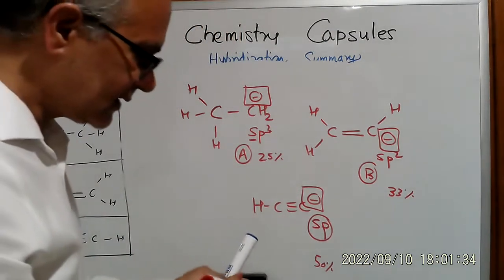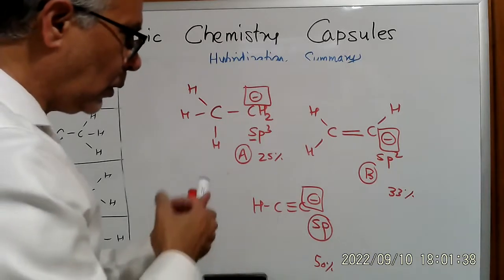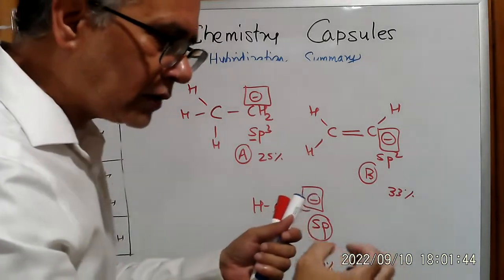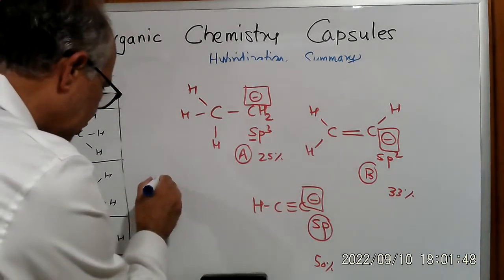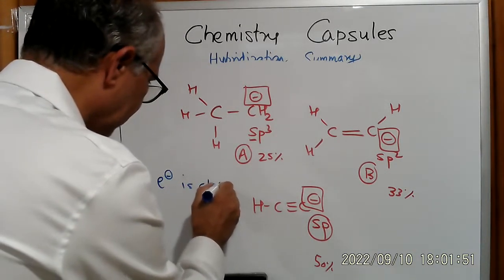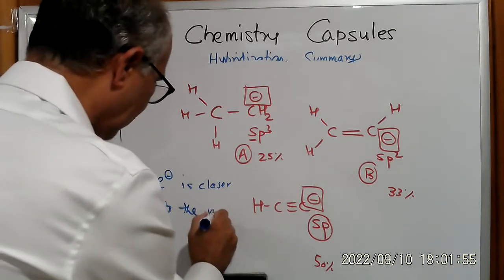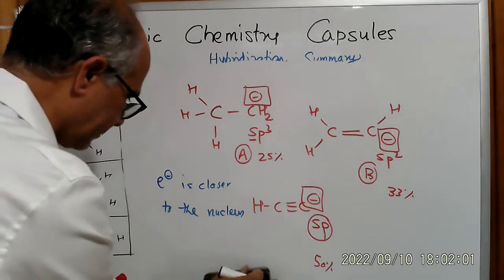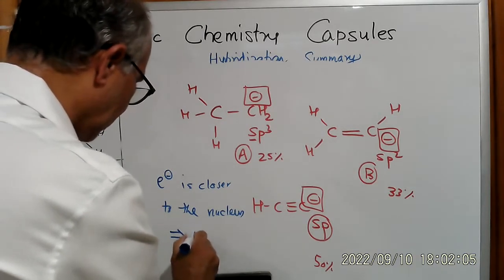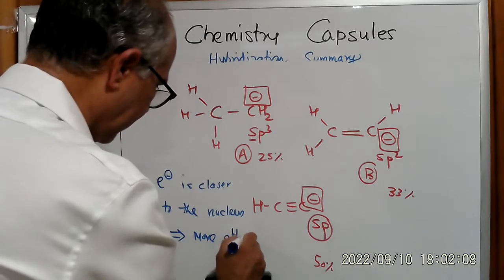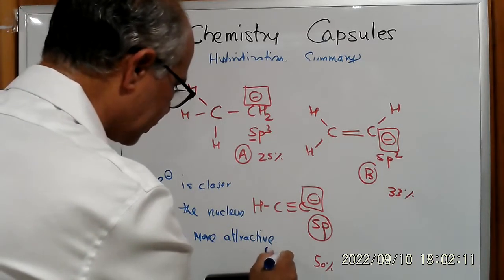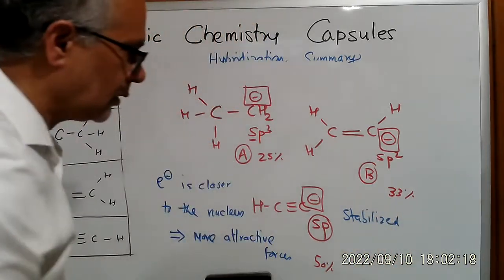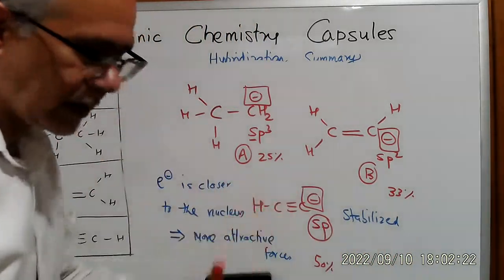In other words, we can say that the greater the s contribution to the hybridized orbital, the closer the electrons are to the nucleus. If an electron is closer to the nucleus, then what will happen? There will be more attractive forces. In other words, those electrons are stabilized because of the nuclear attractive forces between the nucleus and this negative charge.